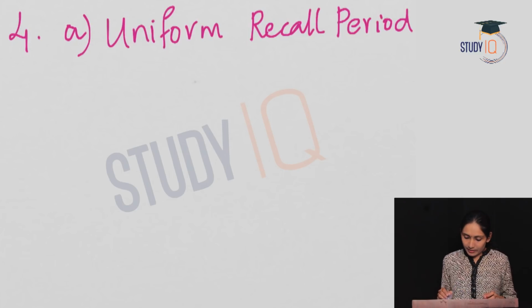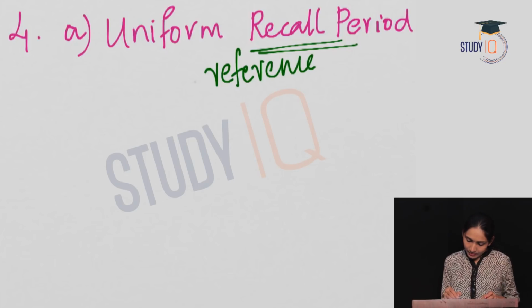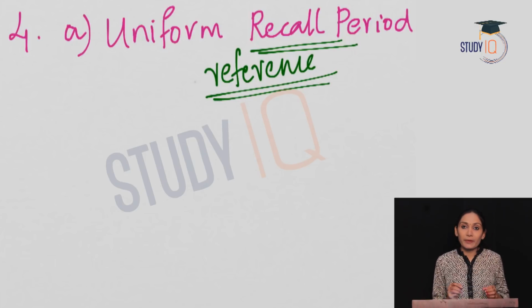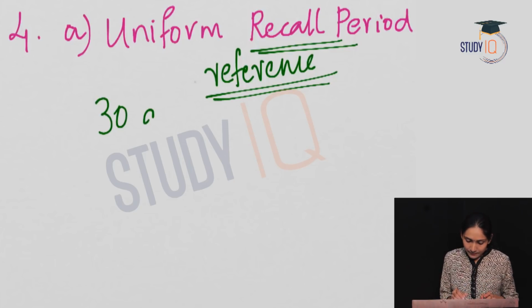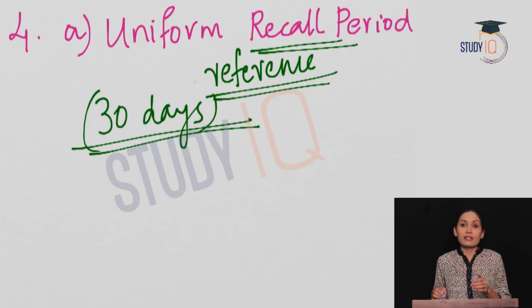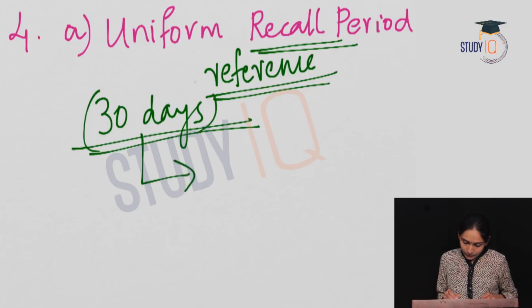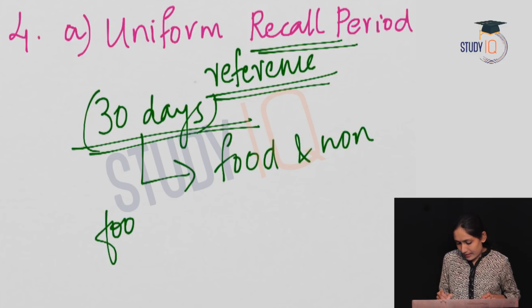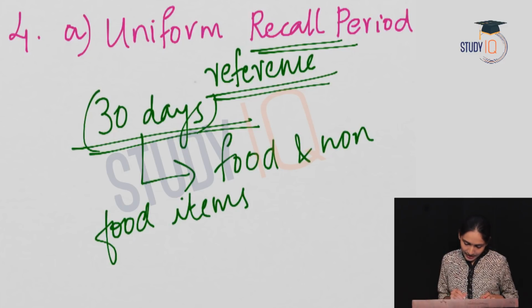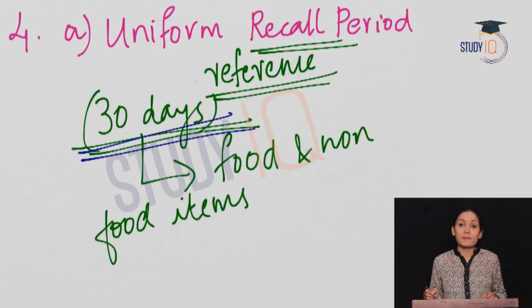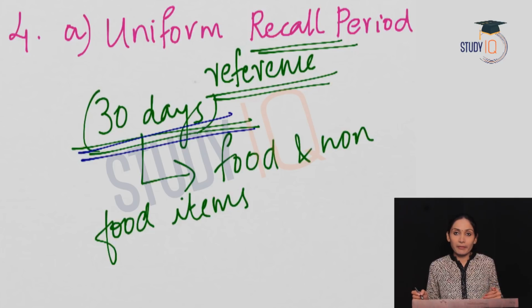Here the recall period means the reference period. So under the uniform recall period method, the recall period or the reference period is uniform, that is 30 days. The reference period is 30 days for food as well as non-food items. So food and non-food items, the reference period is the same, that is 30 days for both food and non-food items. That is why it is called the uniform recall period method.